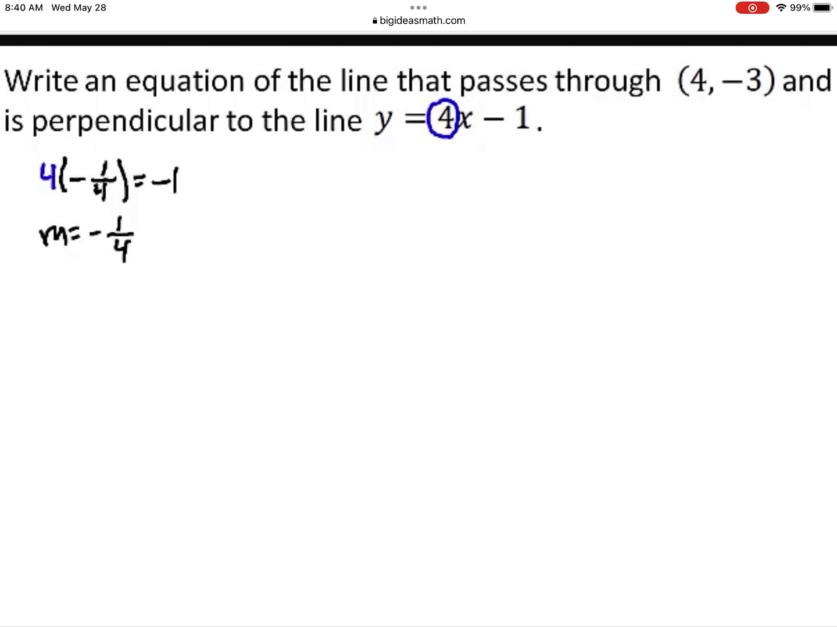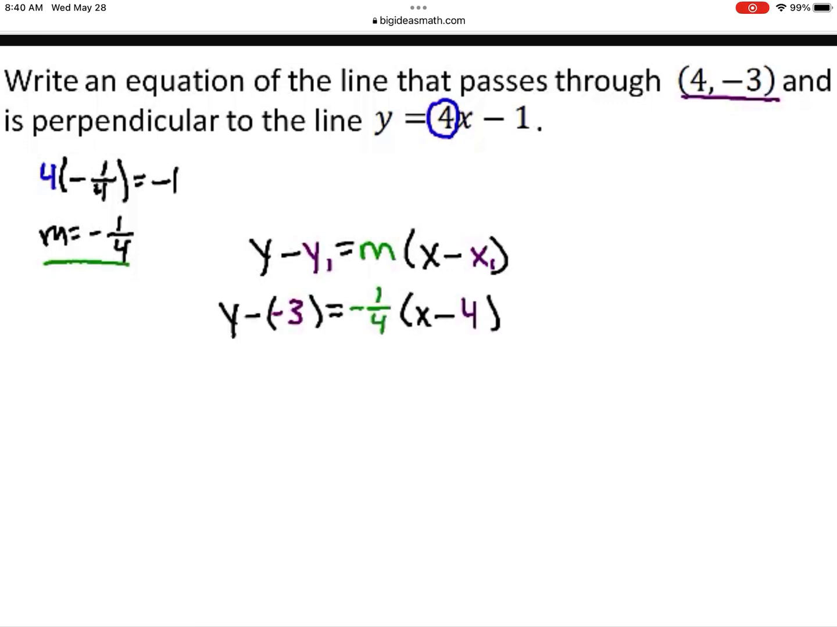Use the slope m equals negative 1/4 in the point slope form to write an equation of the perpendicular line that passes through 4, negative 3. Substituting negative 1/4 for m, 4 for x1, and negative 3 for y1, you get y minus negative 3 equals negative 1/4 times the quantity x minus 4.